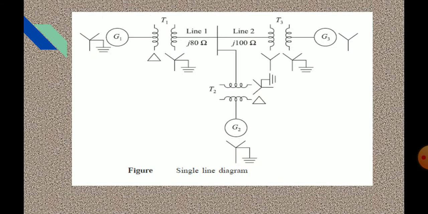Here we have three generators: generator 1, generator 2, generator 3. We have three transformers: transformer 1, transformer 2 and transformer 3. All are represented: primary side delta, secondary side star grounded; primary side star, secondary side star grounded. All these representations are shown clearly in the single line diagram. Line 1 impedance value is 80 ohm and line 2 impedance value is 100 ohm.